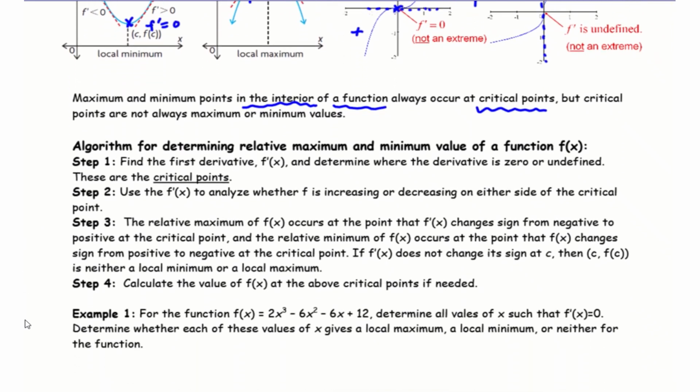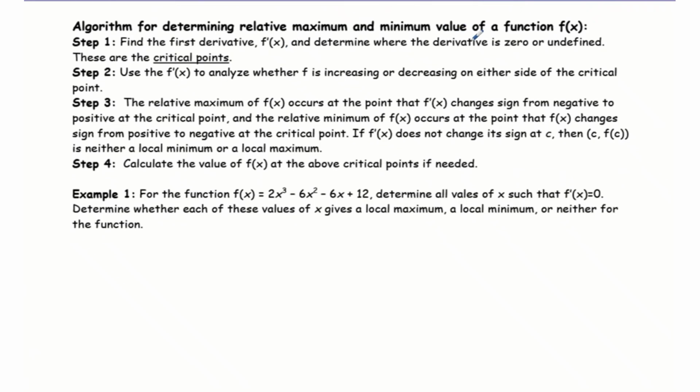So the steps to determine the relative maximum and minimum values, which we have done before: find the first derivative equals 0, but also we need to find where it is undefined, meaning something divided by 0. The x values at those points are critical points. Then use this f prime of x and analyze where it is increasing and decreasing, to determine the local maximum or minimum.